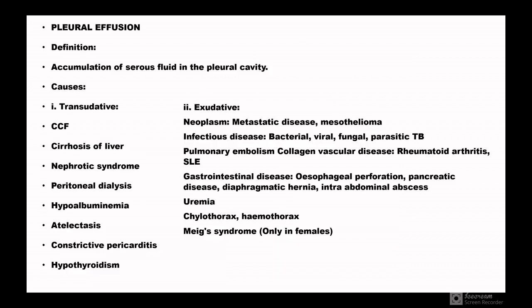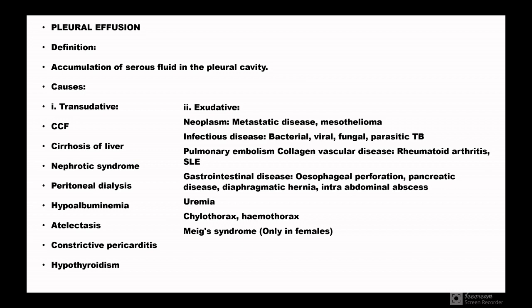So coming to pleural effusion, as you know, pleural effusion is the accumulation of serous fluid in the pleural cavity. What can cause it? The causes can be transudative and exudative. Transudative can be congestive cardiac failure and cirrhosis of liver, nephrotic syndrome, peritoneal dialysis, hypoalbuminemia, atelectasis, constrictive pericarditis, hypothyroidism, and exudative can be neoplasm, metastatic disease, or mesothelioma.